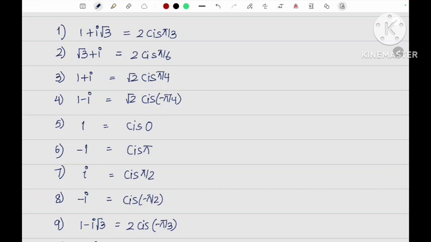And as I have said in De Moivre's theorem, I can add any multiple of 2 pi to the argument of each complex number. So this can also be written as 2 cis pi by 3 plus 2k pi. This can also be written as 2 cis pi by 6 plus 2k pi, where k is an integer, it can be a positive integer, it can be a negative integer. In short, I can add or subtract any multiple of 2 pi to a given complex number's argument, and the complex number will not change.